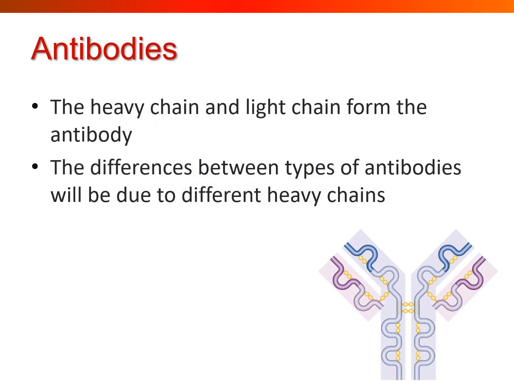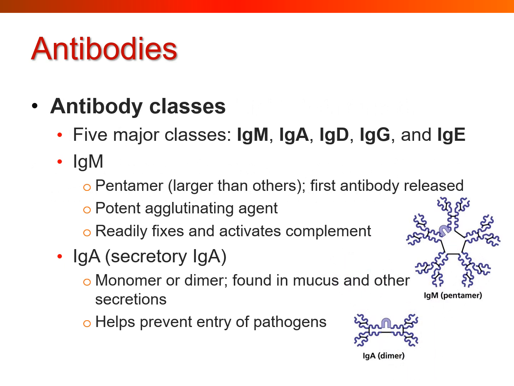So as we just saw, we've got heavy chains and light chains, which are the proteins that are making up the basic structure. And the difference between each antibody has to do with differences in the heavy chains. That's really what we're seeing, is a difference in the heavy chains. The 5 primary classes of antibodies are going to be your IgMs, your IgAs, your IgDs, IgG, and IgE. And we're going to take a look at each one of these.